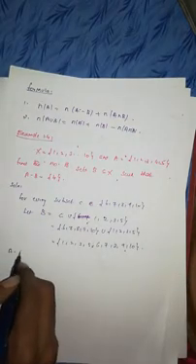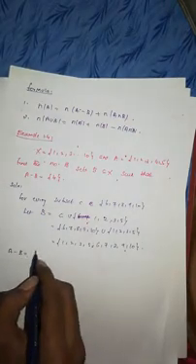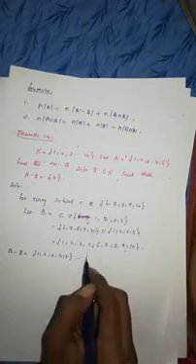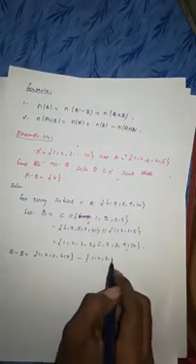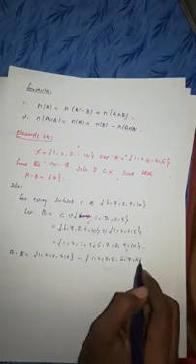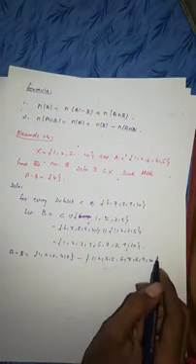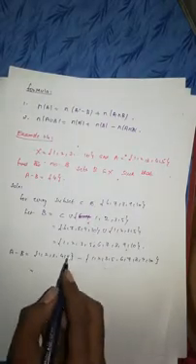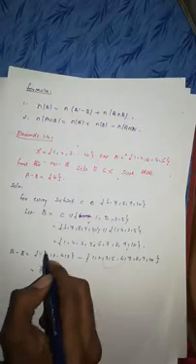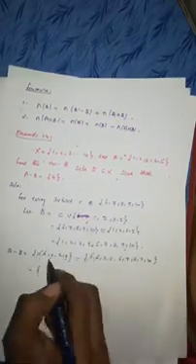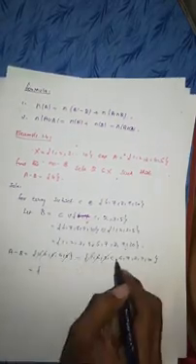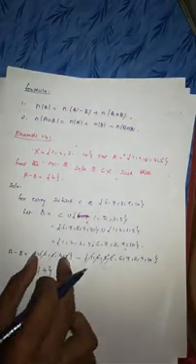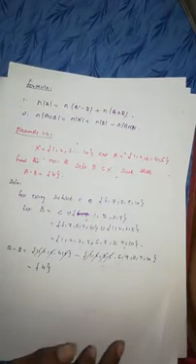So what will be A minus B? A is 1, 2, 3, 4, 5 minus B, which is 1, 2, 3, 5, 6, 7, 8, 9, 10. So A minus B will be only the elements which are present in A and not in B. So A minus B is 4.